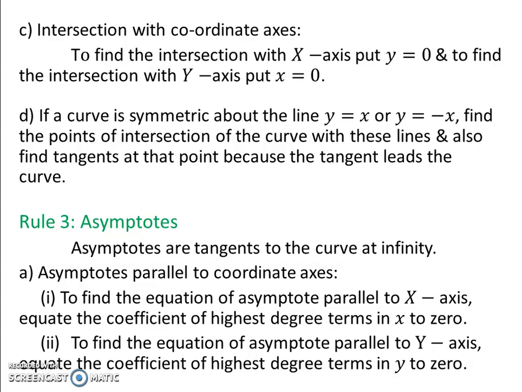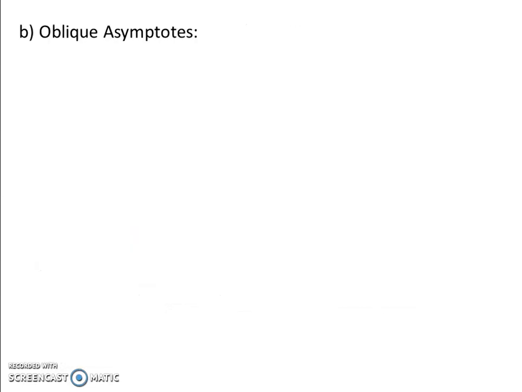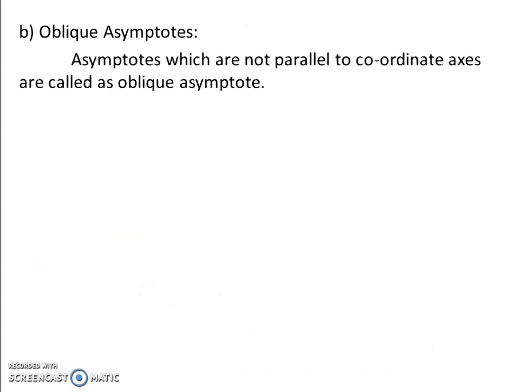To find the equation of asymptote parallel to y-axis, we have to equate the coefficient of highest degree term in y to 0. This first type of asymptote we will require very frequently. The second type of asymptote is called as oblique asymptotes. Asymptotes which are not parallel to coordinate axis are called as oblique asymptotes.